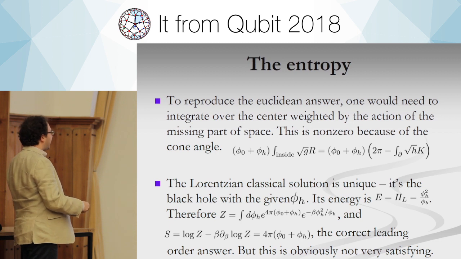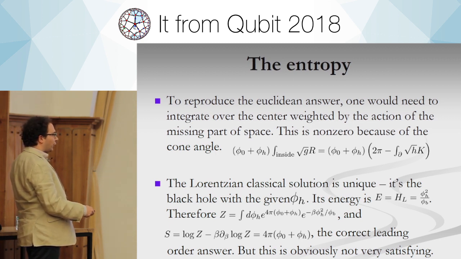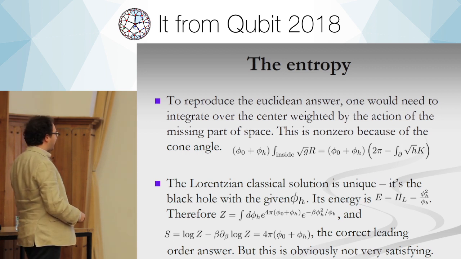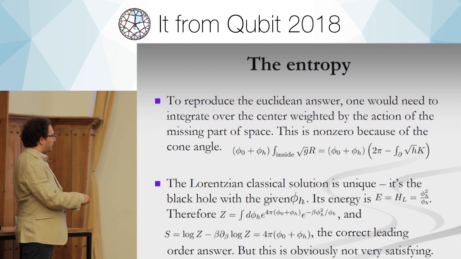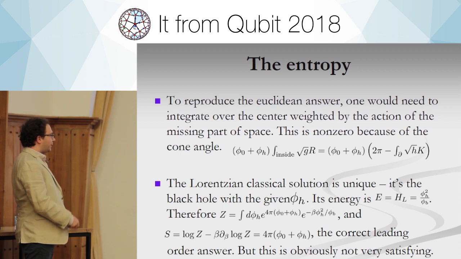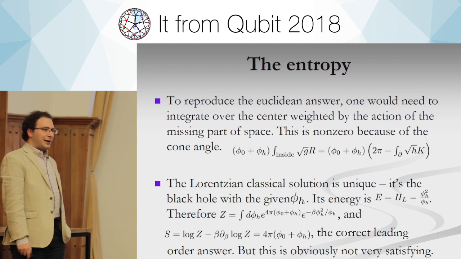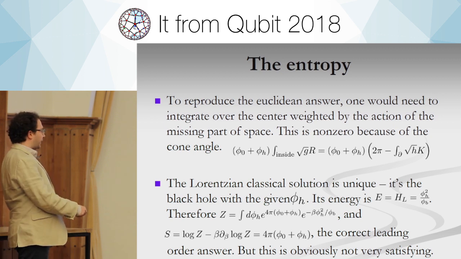So it would be the black hole with a given value of phi h. And so its energy, which is only the energy from one boundary, is phi h squared over phi b. And so if I plug that into this formula, I get this Gaussian integral, which actually gives the correct leading order entropy. But this isn't very satisfying because it seems that I mostly put in the answer by hand through this weight factor.